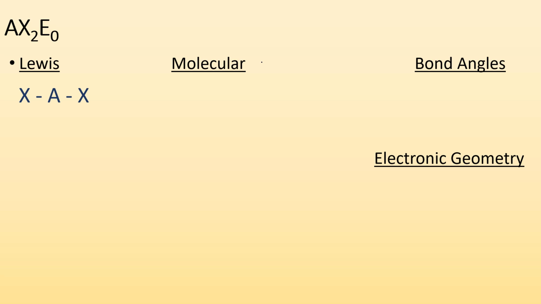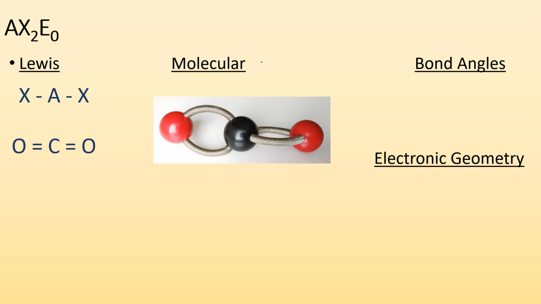AX2E0. So Lewis structure, all right, we got two bonded atoms on a central atom. An example could be like CO2. What the molecule is going to look like is like this. So looking at this, what is the angle between these atoms? Well, it's 180 degrees again. Electronic geometry, still linear, right? Still a straight line.